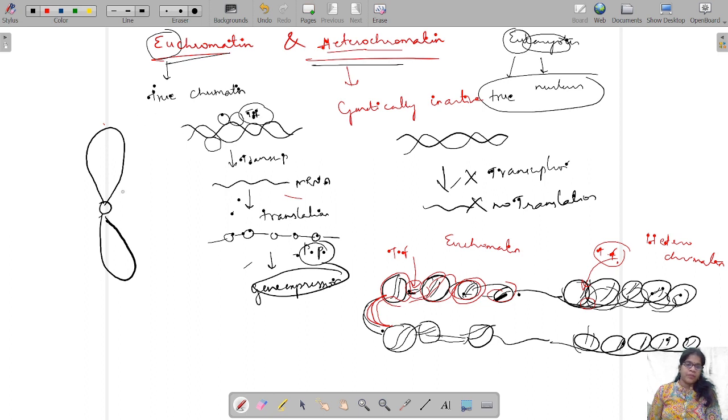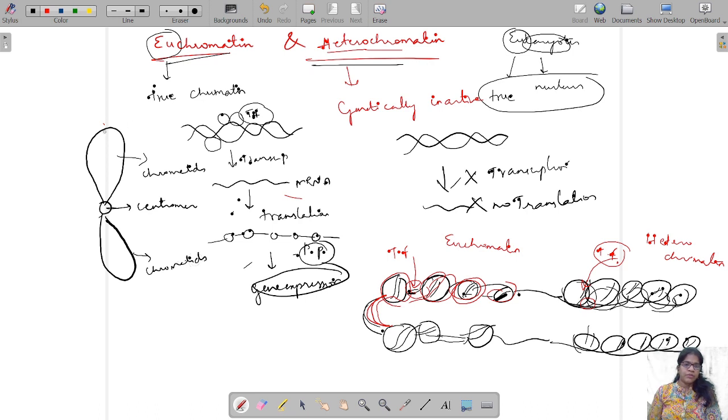See, this is called a centromere. You know that. These are called chromatids. They are the halves of your chromosome. In the next class, I will tell you the shape and all. As of now, please remember they are called chromatids.